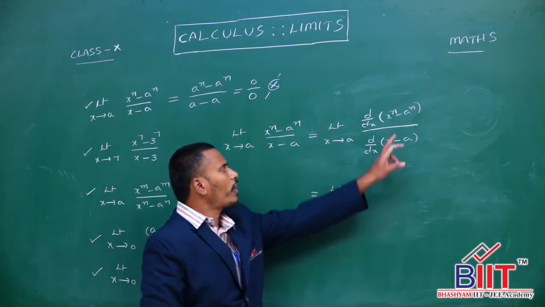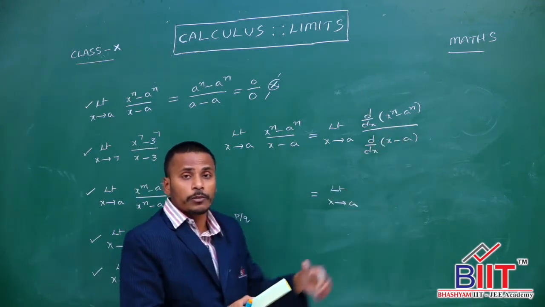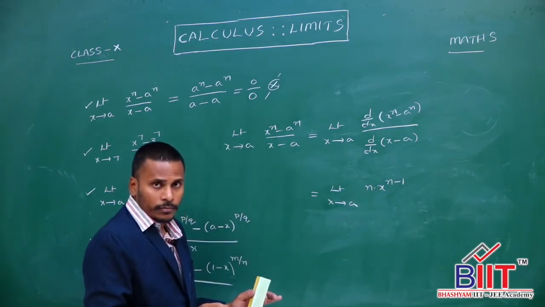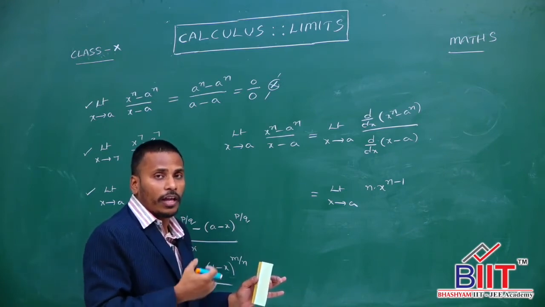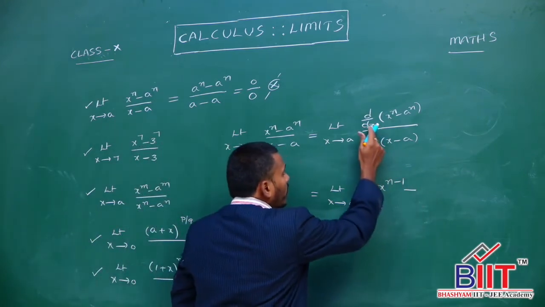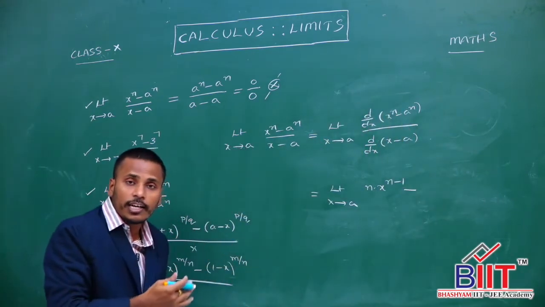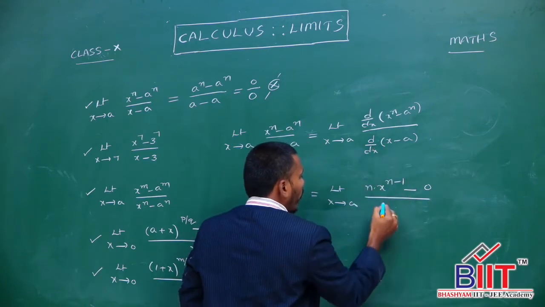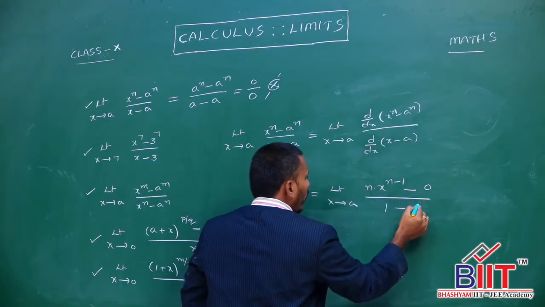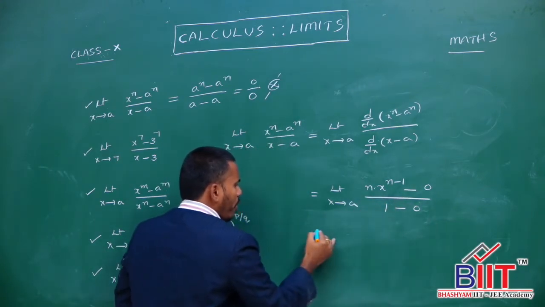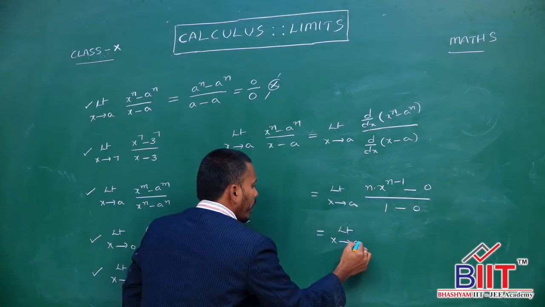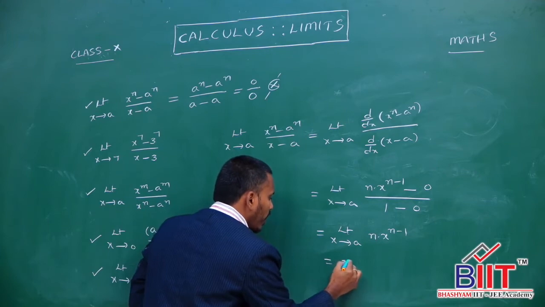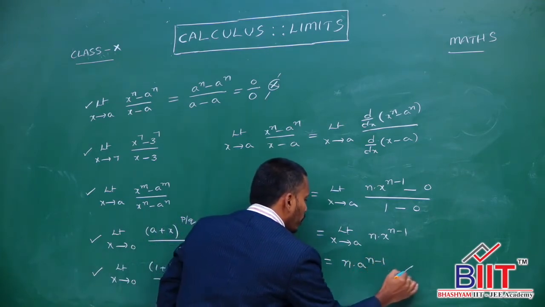So what is the derivative of x power n? The derivative of x power n is n into x to the power n minus 1. Is it clear? You just recall the formula of derivatives. Minus, what is d by dx of a power n? Since a is a constant, a power n is a constant, its derivative is 0, divided by the derivative of x, which is 1, minus the derivative of a, which is 0. So that is equal to limit x tends to a, n into x power n minus 1. Directly replace x with a and your answer is n into a to the power n minus 1.